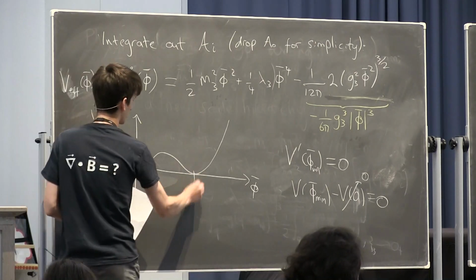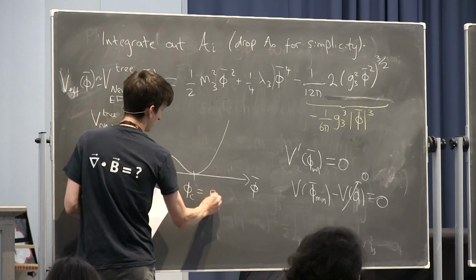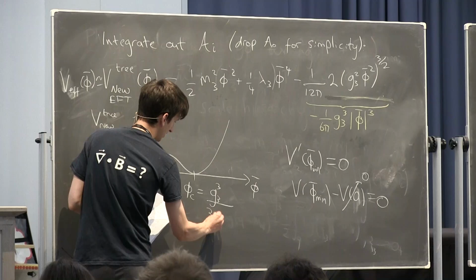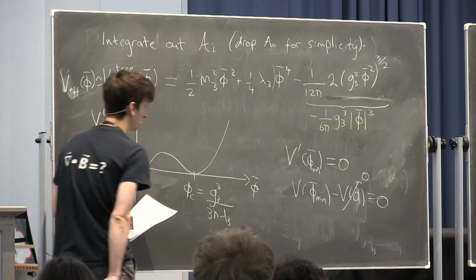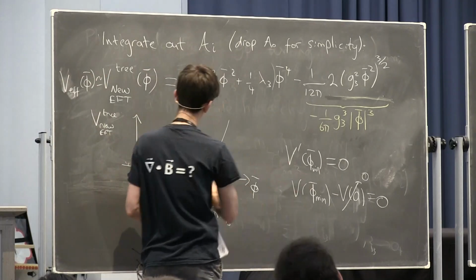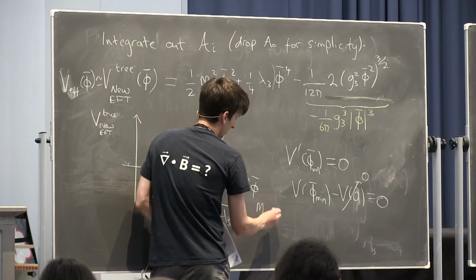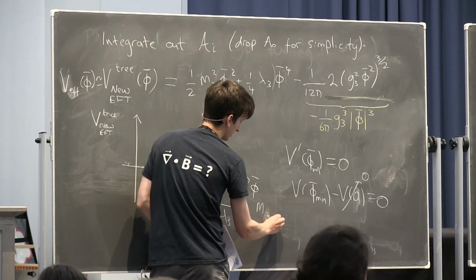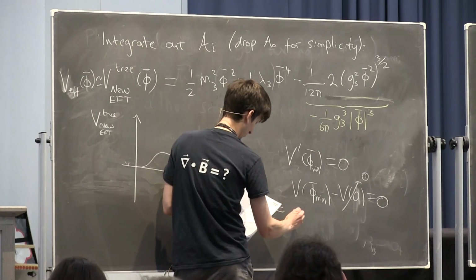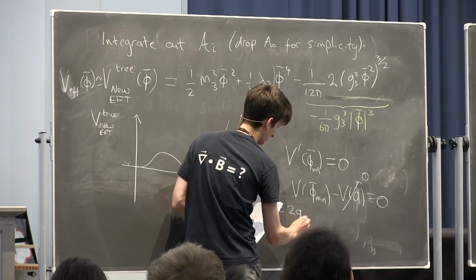And this gives you a position here, phi c is g3 cubed on 3 pi lambda 3. And this special condition where the two minima are the same happens when the mass is related to the couplings by the following. The mass is equal to, I'll just write it like this.